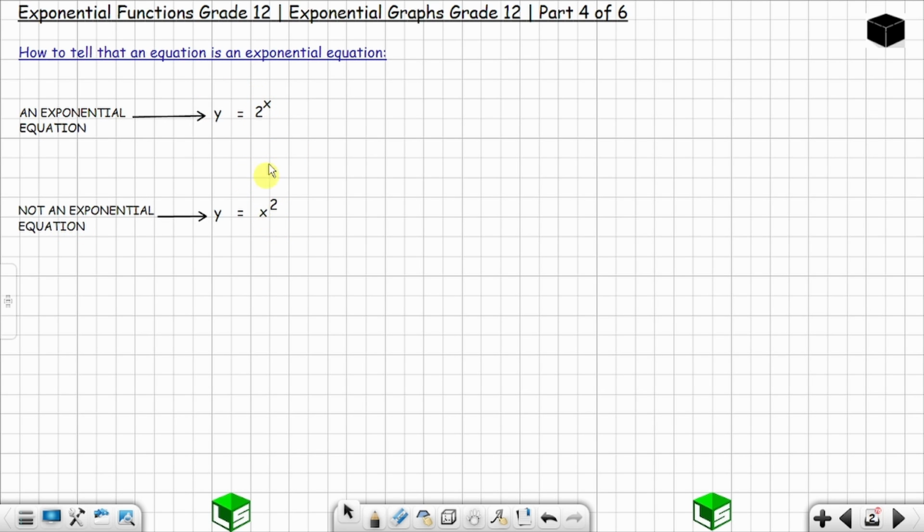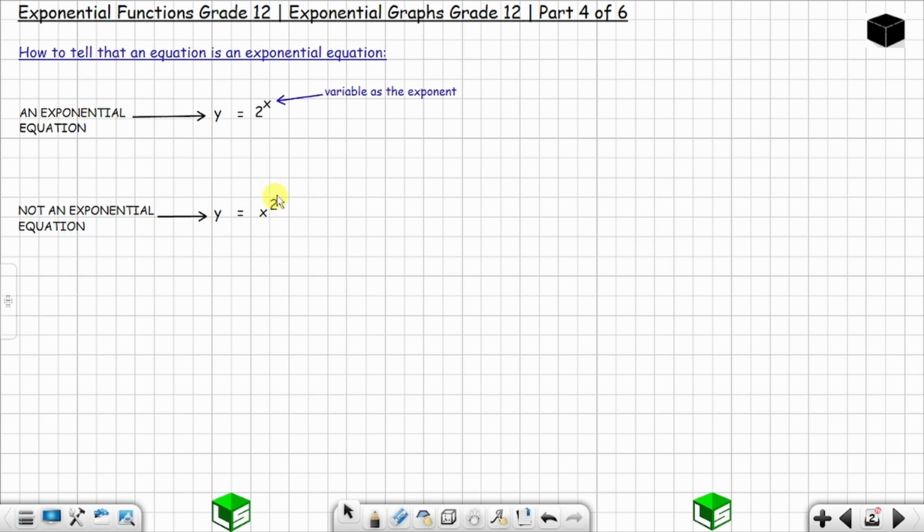You can see in this one, which is an exponential equation, you have the variable written as the exponent. The variable is x. Even the word itself is explanatory. You can see you have exponential, and in the word you have exponent. So you look for the variable written as the exponent. When you have it written as the exponent, you know that this is an exponential equation.